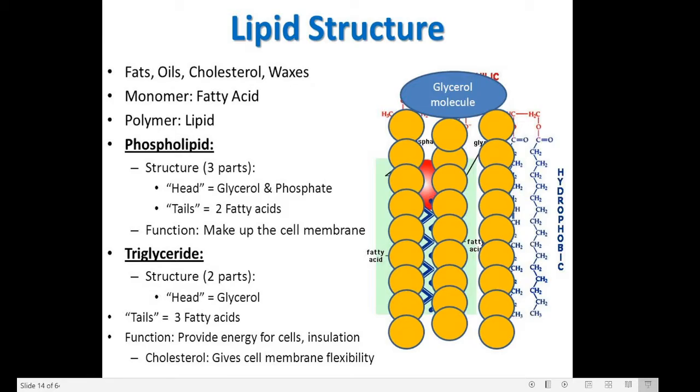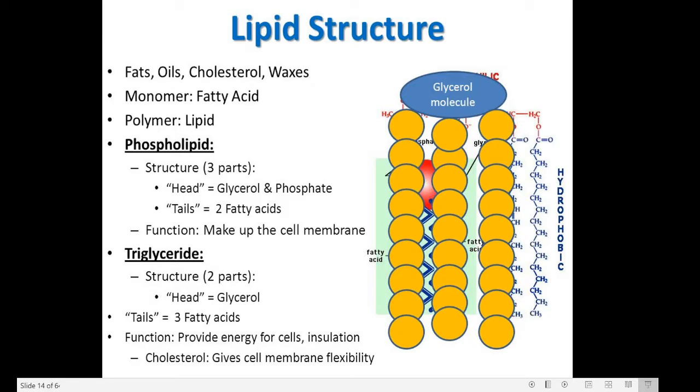The function of triglycerides is to provide energy to cells and insulation. And then cholesterol gives the membrane flexibility. These are all very important things, because in one question itself they mention lipids, a different variety of lipids. They ask about the phospholipid's role, that it makes up the cell membrane.